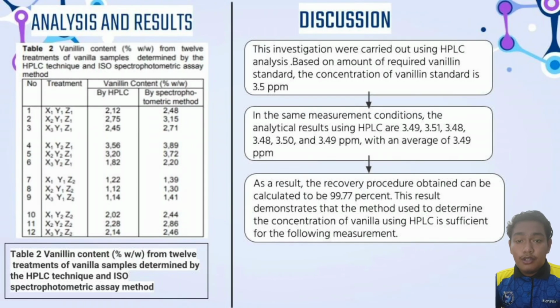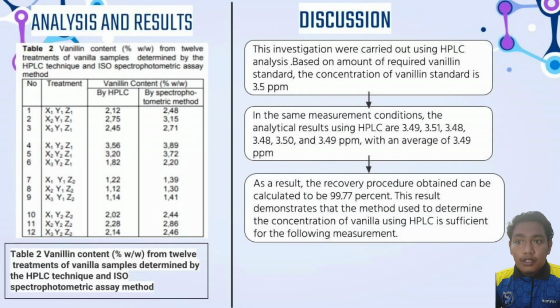Now we move to the discussions. This investigation was carried out using HPLC analysis. Based on the amount of the required vanillin standard, the concentration of the vanillin standard is 3.5 ppm. Under the same measurement conditions, the analytical results using HPLC are 3.49, 3.51, 3.48, 3.48, 3.49, with the average of all the results being 3.49 ppm. As a result, the recovery obtained can be calculated to be 99.77%.